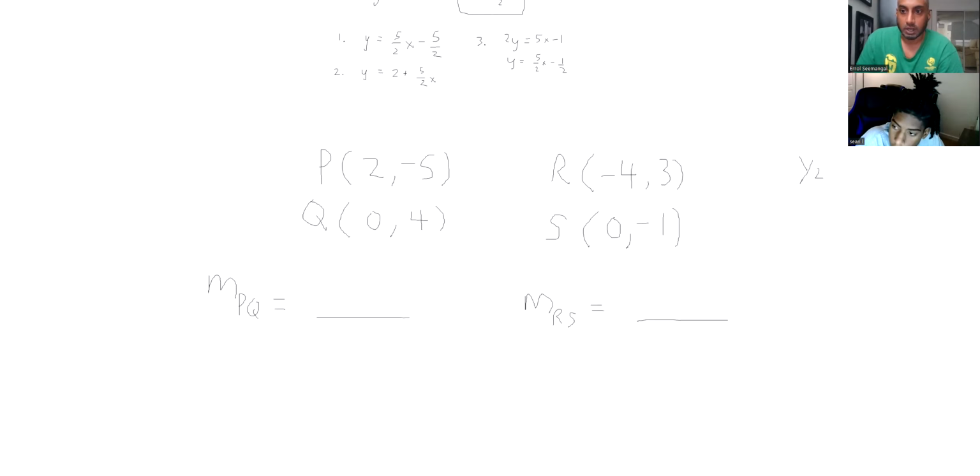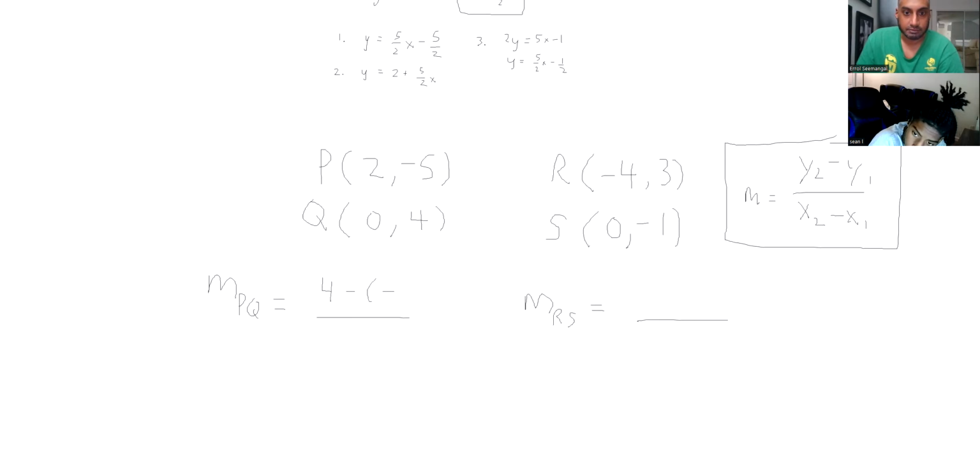Y2 minus Y1 over X2 minus X1. That's slope. M equals that. This right here. Okay. So just plug it into that formula. Basically, subtract the two y's, divide by the difference of the two x's. So let me show you. So you plug in. So 4 minus 5 on top, right? There's your 4 minus 5 on top. And then the x is 0 minus 2 on the bottom.